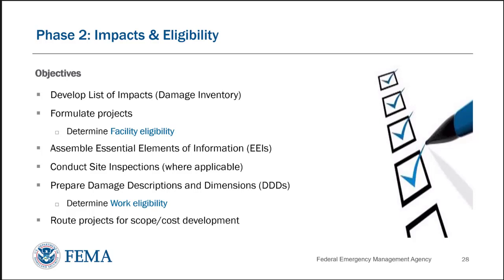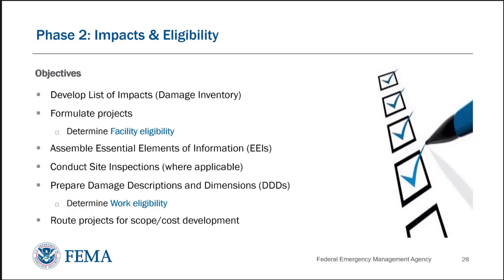The damages that it incurred have documents associated with it, right? Say, labor records and material costs, those are put into the EEIs, those essential elements of information. You're going to have the site inspections where applicable, right? Work to be completed. You definitely need to document, have that documentation approved by the applicant and the applicant's representative to say that, yes, this is the damage that we are seeking reimbursement to repair.